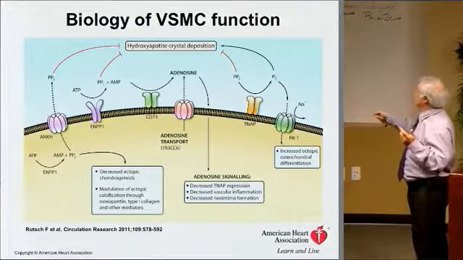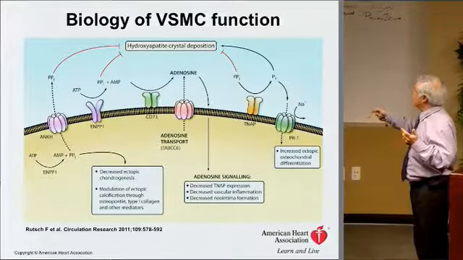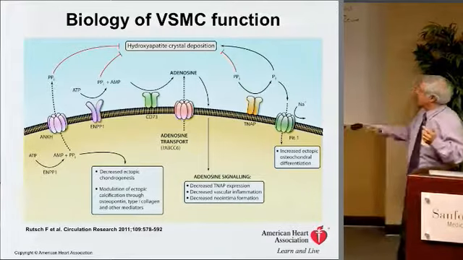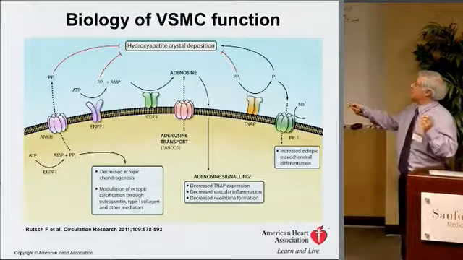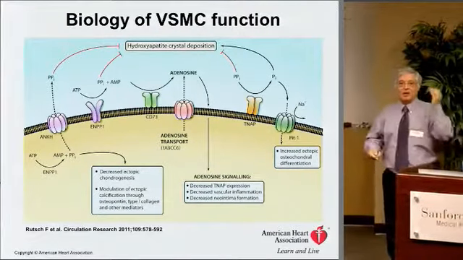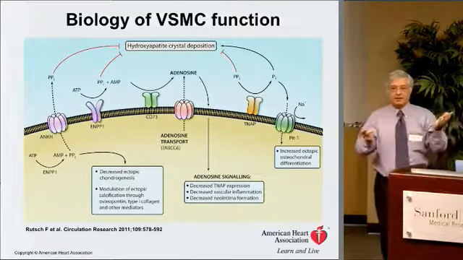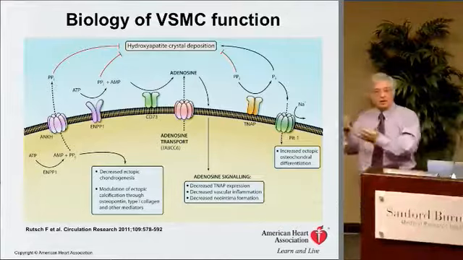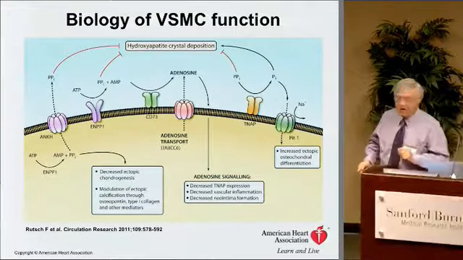Alkaline phosphatase, my favorite molecule, is involved in clearing pyrophosphate to phosphate, and phosphate transporters. All of these molecules here that are involved in the biology of vascular smooth muscle cells are the same molecules involved in the biology of the skeleton, okay? So what we've learned from the skeleton can be translated to the biology of vascular smooth muscle cells.